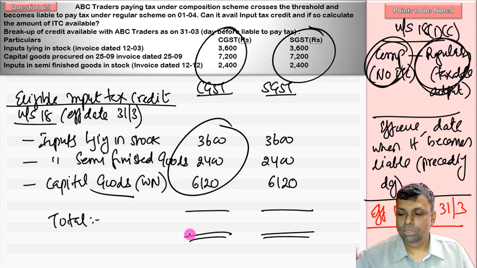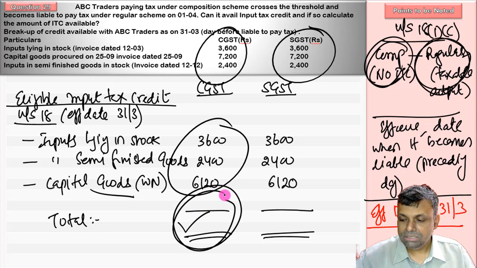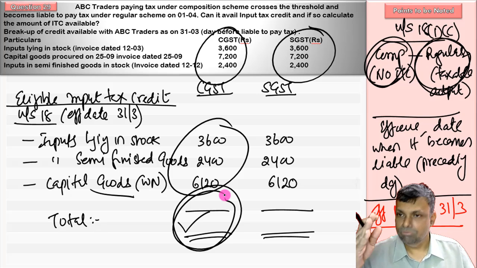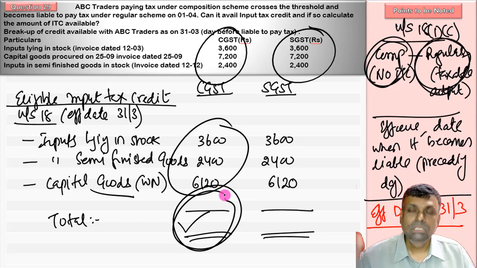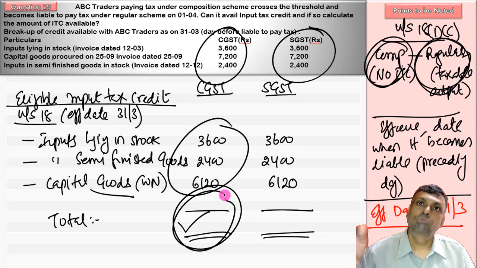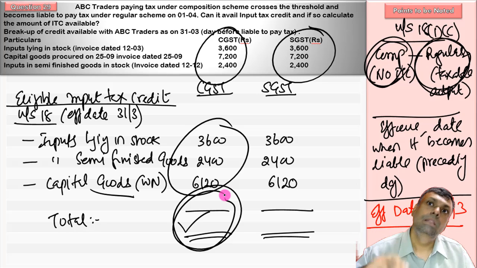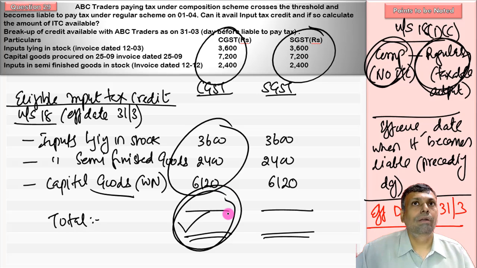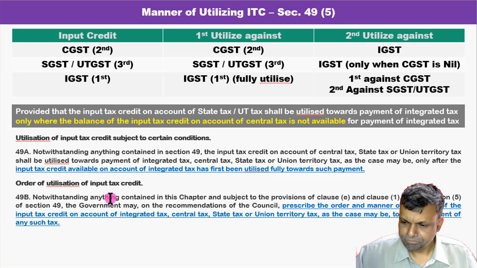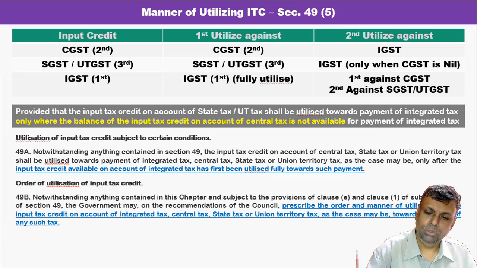In this particular situation, you take the total, and this much credit you will get after your registration date. That means when you come into the normal tax regime, this much will be the input tax credit eligible for you, because previously under composition it was not eligible, but now in the normal tax regime you are eligible. This is the adjustment, which I logically call the inventory adjustment, to be carried out on a cutoff date.